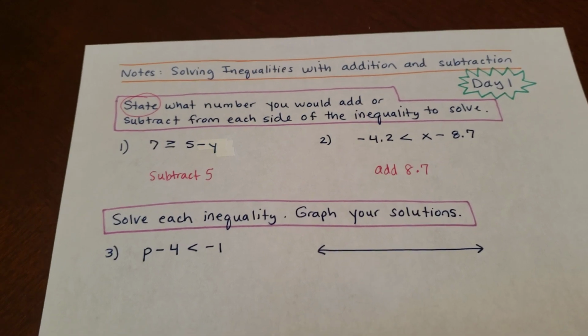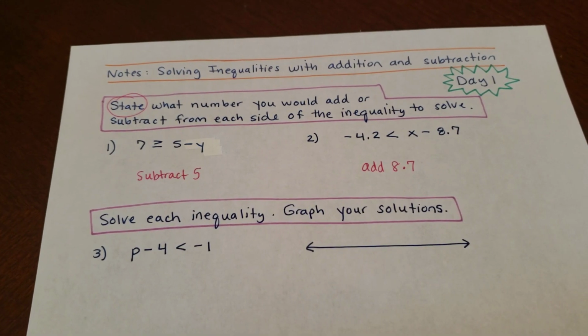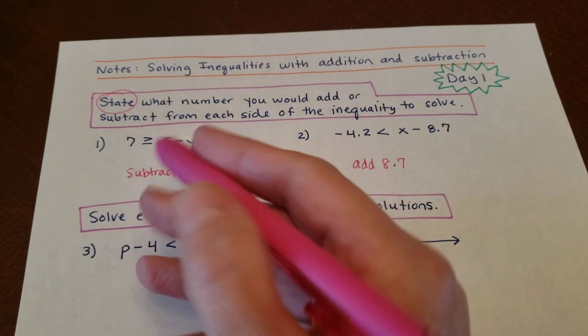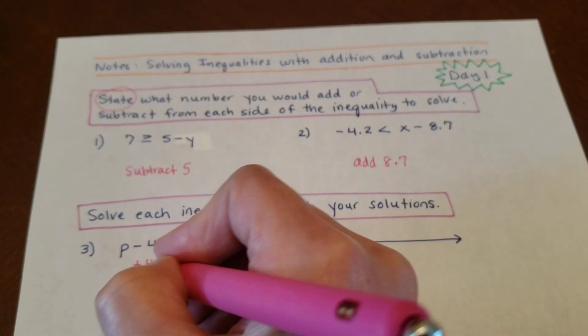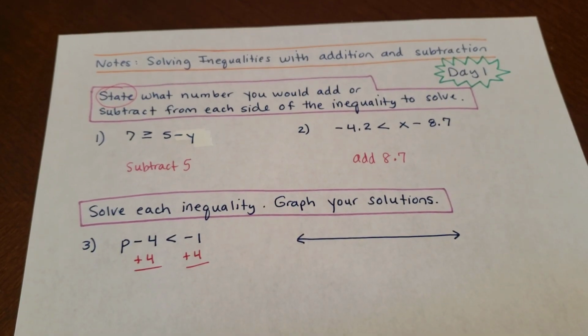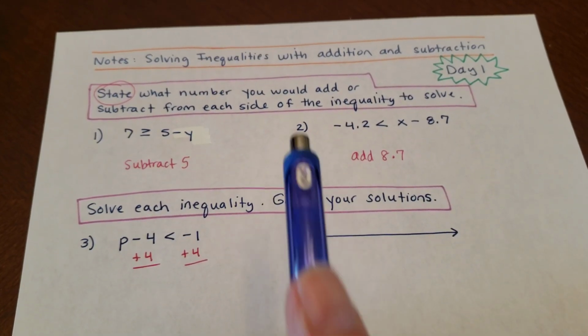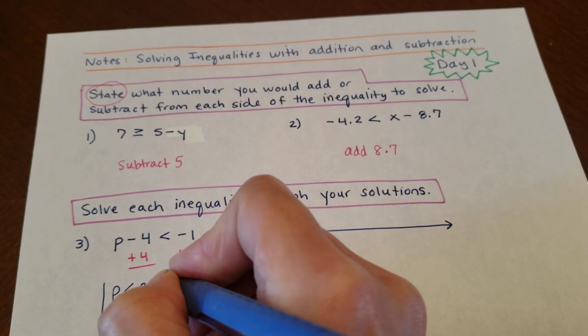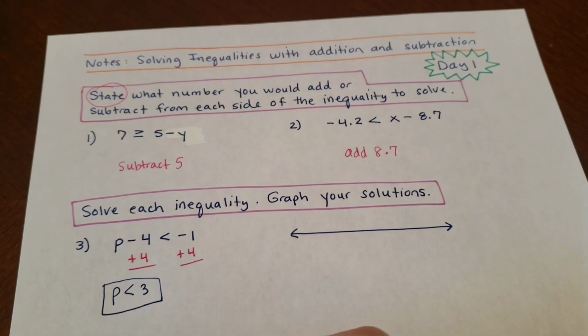So in order to solve, the first thing that we do whenever we're solving is that we try to get the variable by itself. So here's the p, so we would add 4 to both sides. So this time we're going to actually do it. And you're going to end up with p less than 3. There's no other numbers, so you know that that's the answer.